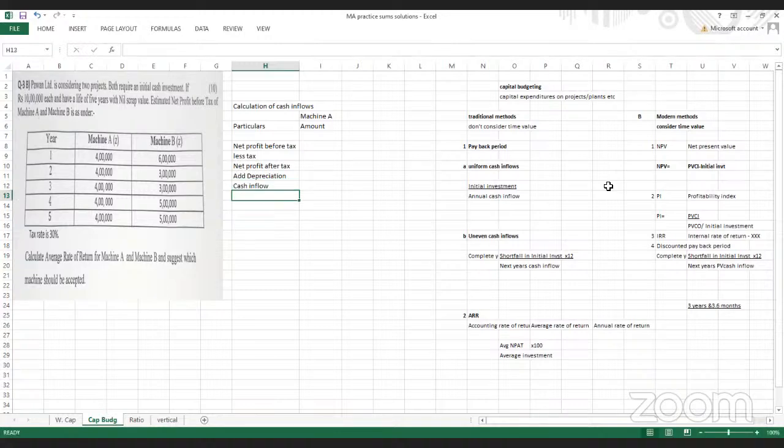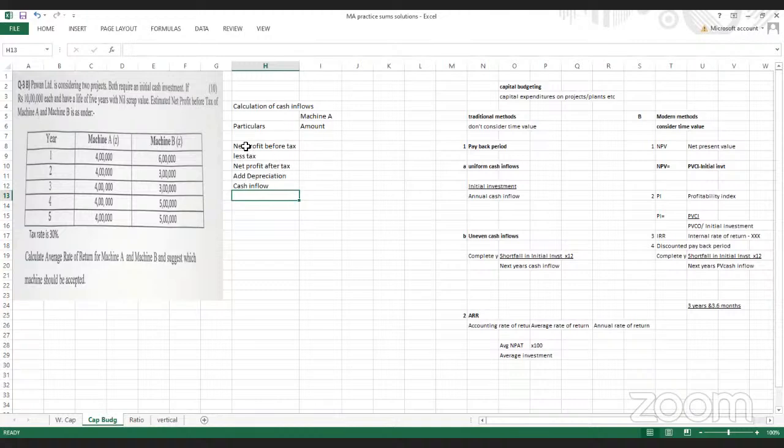Now see, in case of machine A, we have uniform cash profits, so even a common calculation is fine. In case of machine B, all the profit figures are different, so we'll be making 5 income statements. So we'll have 5 columns for that. I'll show you that also. Whenever a question is given, first make this statement, that is calculation of cash inflow. This is the first step you have to follow. First find out cash inflows.